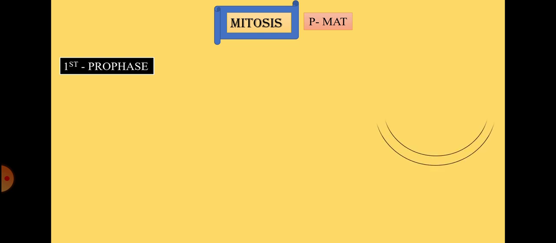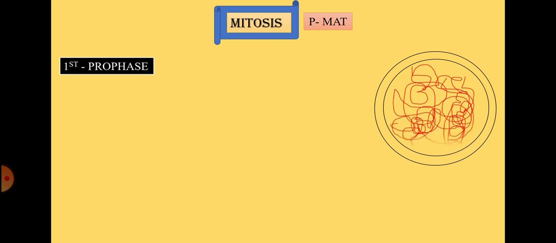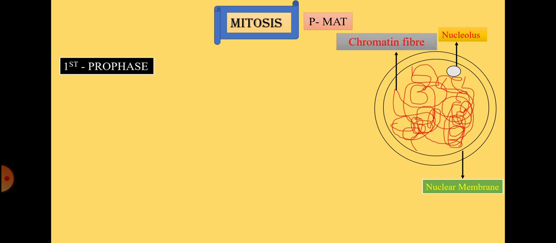Now let us study each and every stage in detail. In the first stage, the prophase stage, we have our cell, and inside the cell we have a nucleus, and inside the nucleus we had our chromatin fiber. Inside the nucleus we have the nucleolus, the nuclear membrane, and the chromatin fiber.